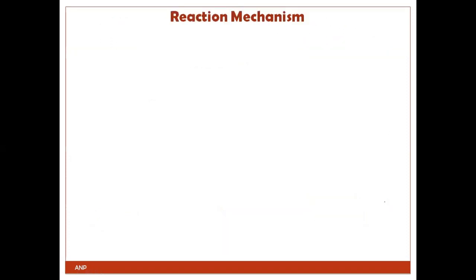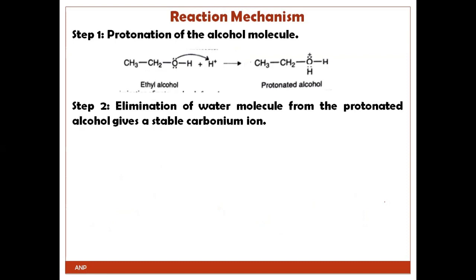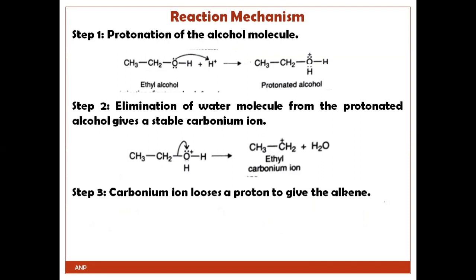Reaction mechanism. Step 1 is protonation of the alcohol molecule. After protonation of ethyl alcohol, the product is protonated alcohol. Step 2 is elimination of a water molecule from the protonated alcohol, and it gives a stable carbonium ion. Then step 3, the carbonium ion loses a proton to give the alkene.